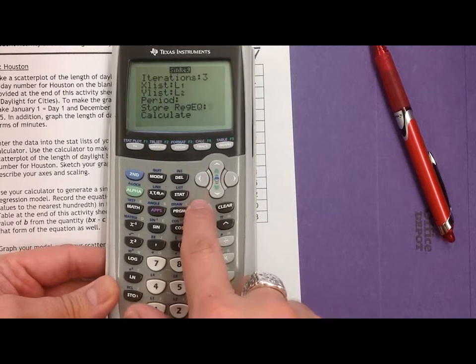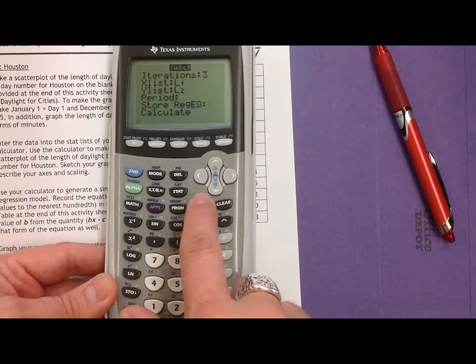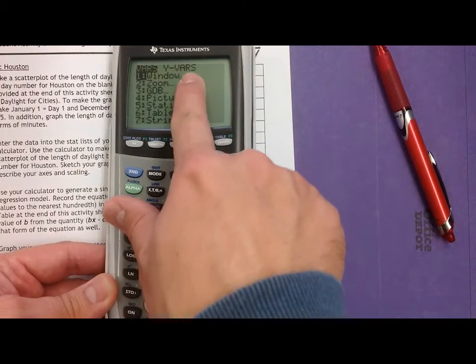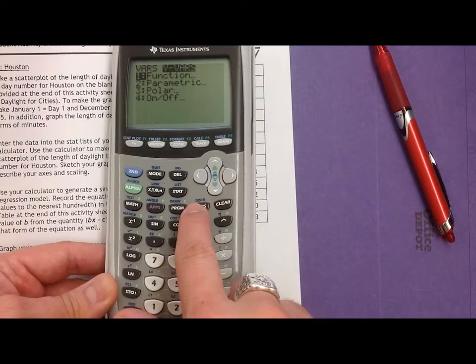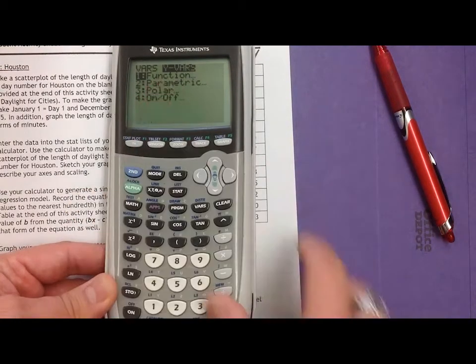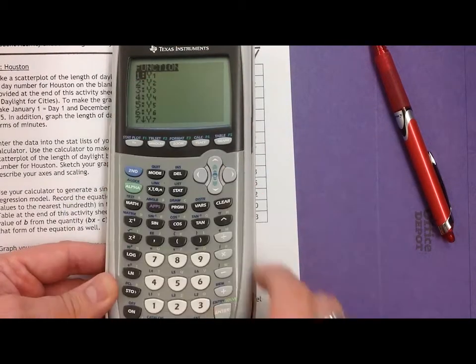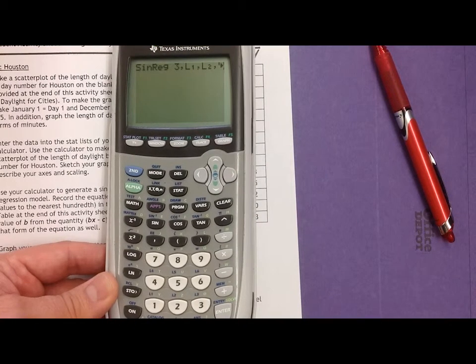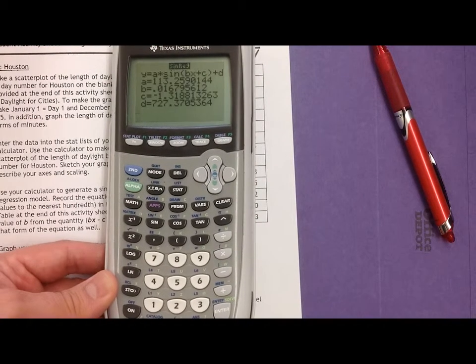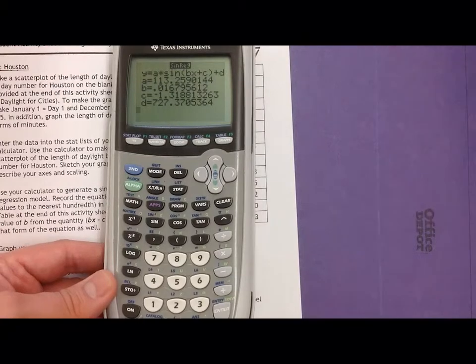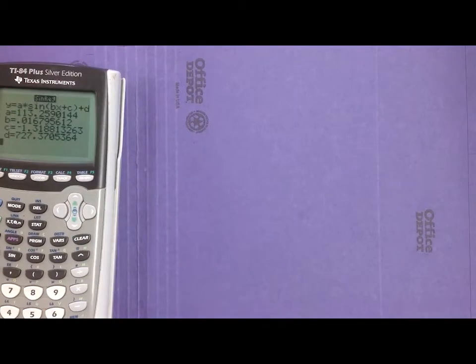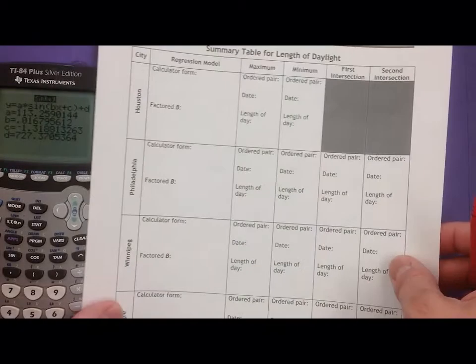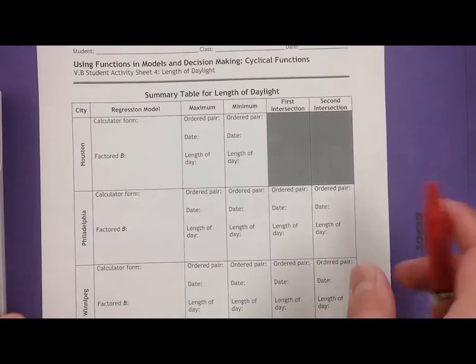And I'm going to store this into y, so I'm going to store this and hit vars. I want to go to y vars, and I want to pick out function, and I'm going to pick function 1. So I'm going to hit calc, and there it is. There's my whole thing. So remember, on the particular form I give you, you're going to record all this information.